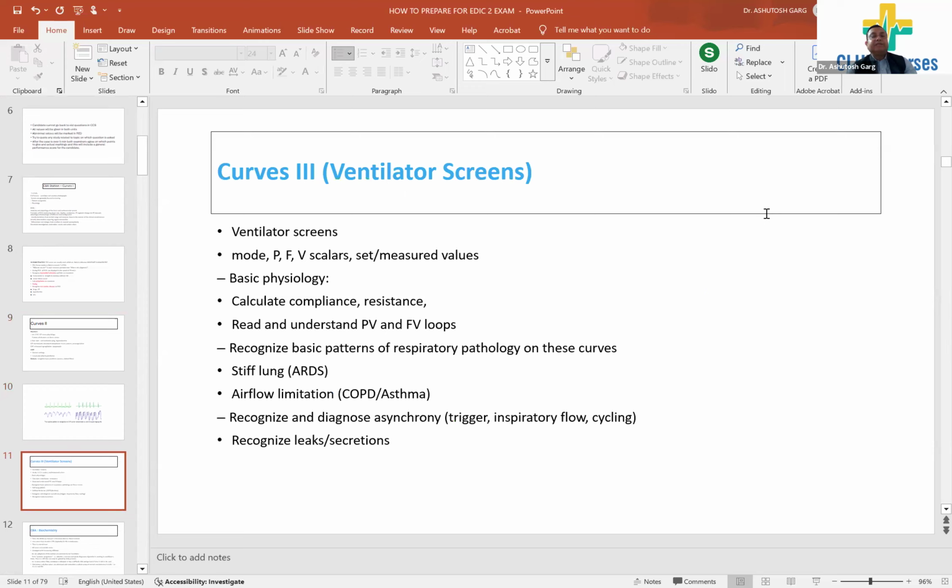In curve 3, ventilator screens, they will ask you, can you calculate the compliance, resistance, pressure volume curve or flow volume curve. Recognize basic patterns of respiratory pathology like ARDS, COPD. Recognize and diagnose asynchrony like trigger asynchrony, flow asynchrony, or some cycling asynchronies. Then recognize leak or secretions. So they can ask these things from the ventilator screen.